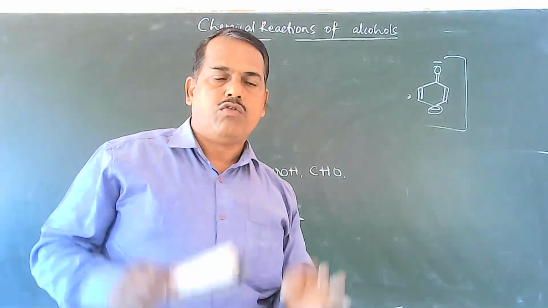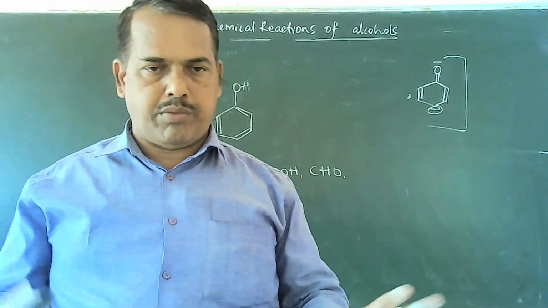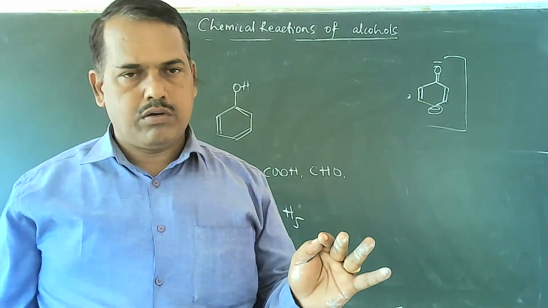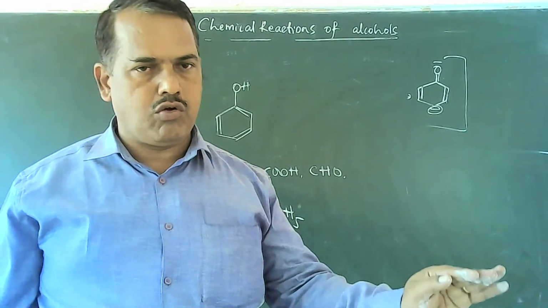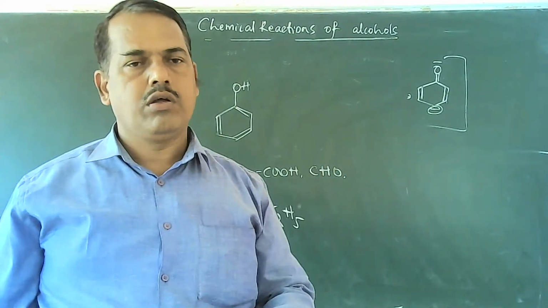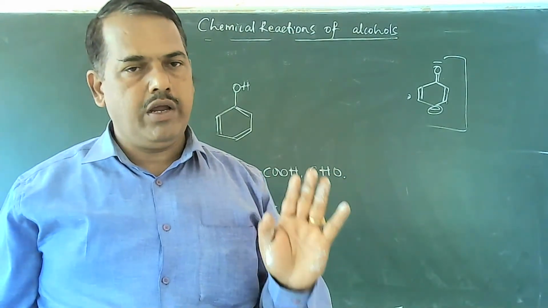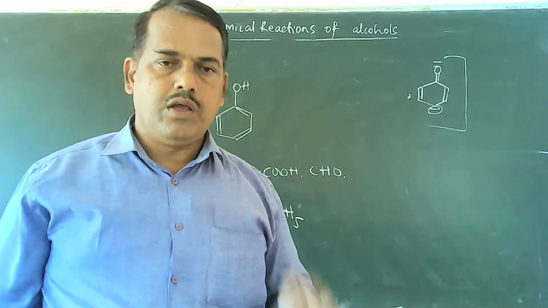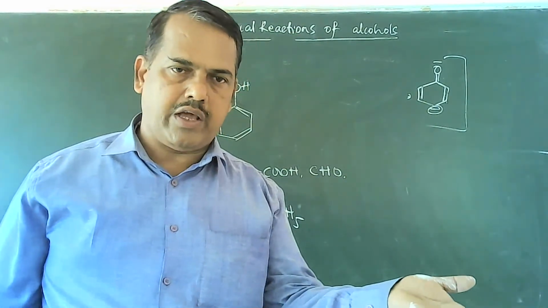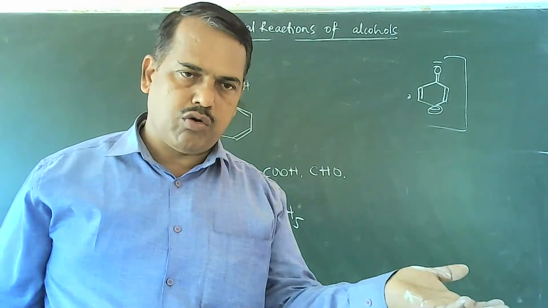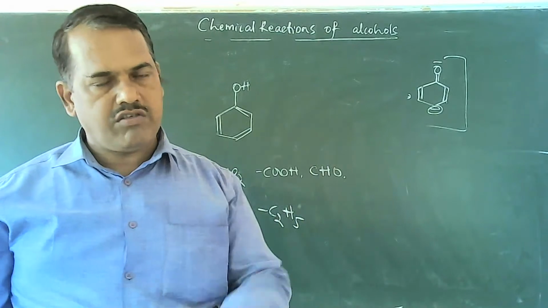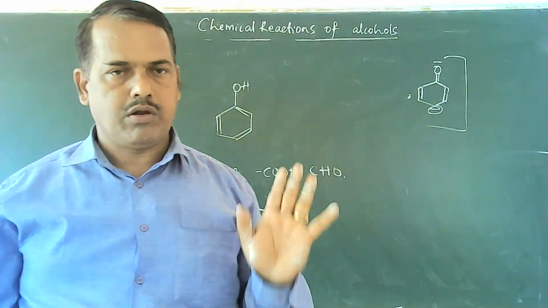We can easily compare. So generally, the rule you have to remember is, if an electron withdrawing group is present on phenol, then automatically its acidic strength increases. If electron donating groups are there, then its acidic strength decreases. That you have to remember.